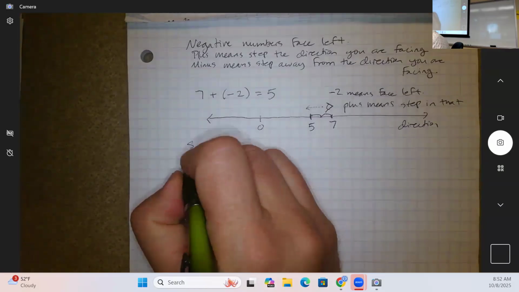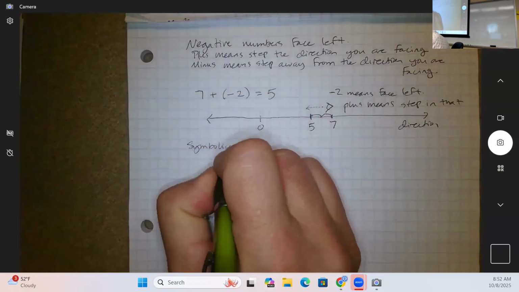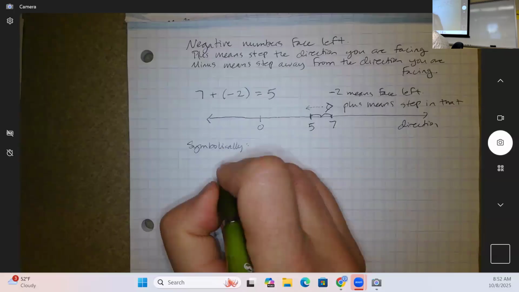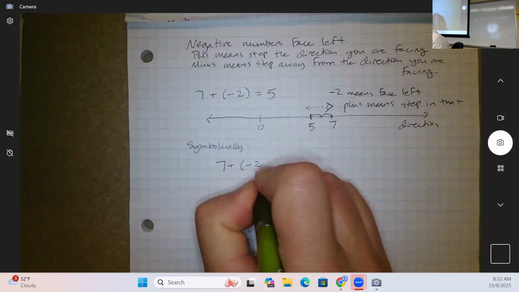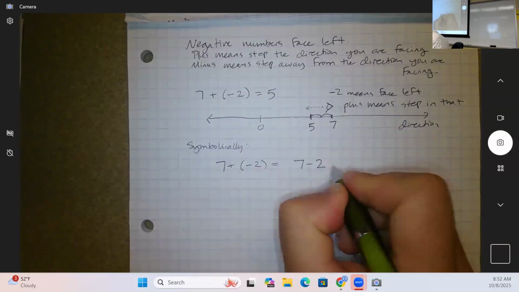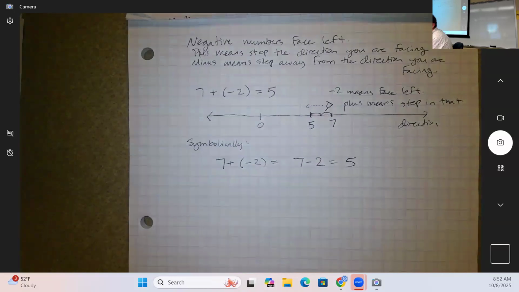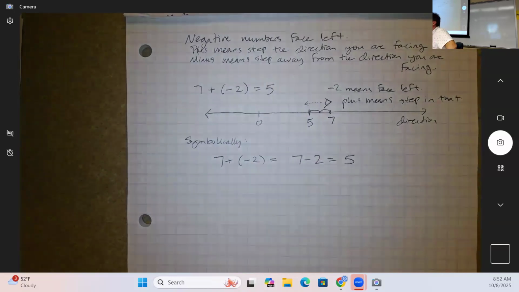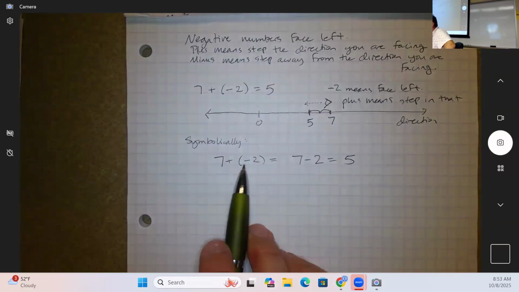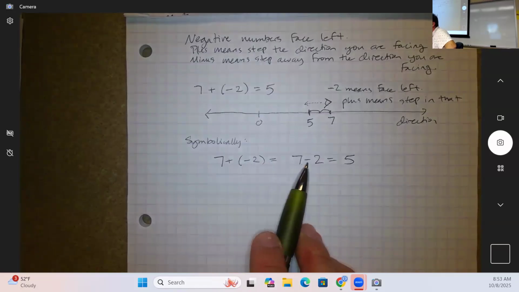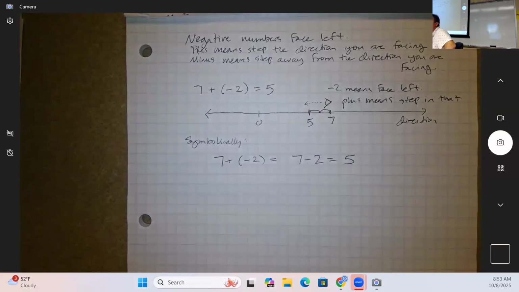Symbolically, what this means is when you add a negative number, it's just like subtracting the positive number. 7 plus -2 is the same as 7 minus 2. Adding a negative is like subtracting a positive.